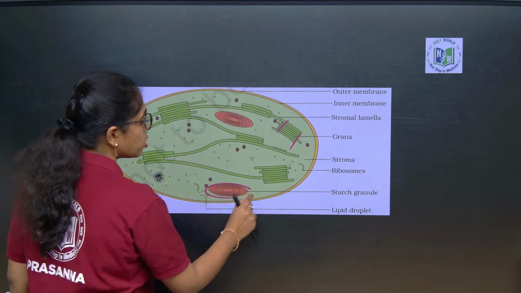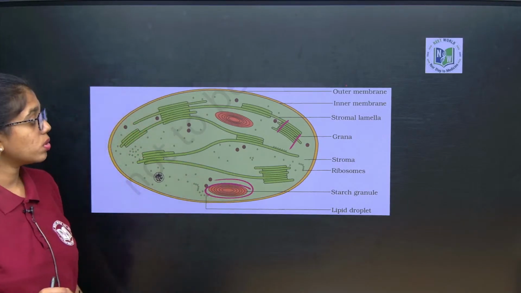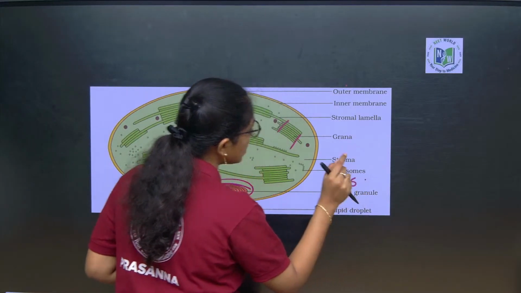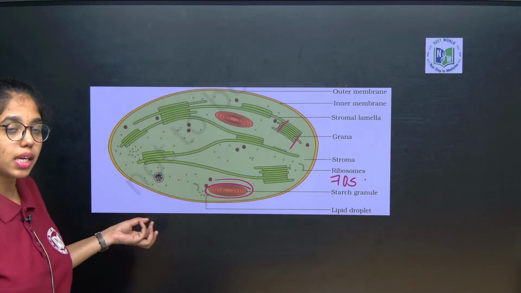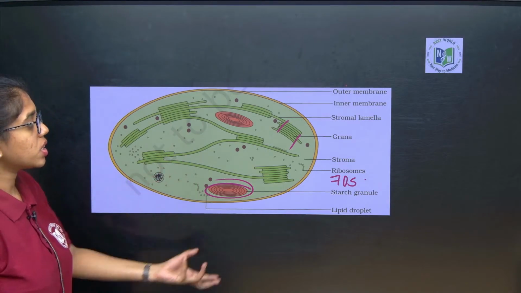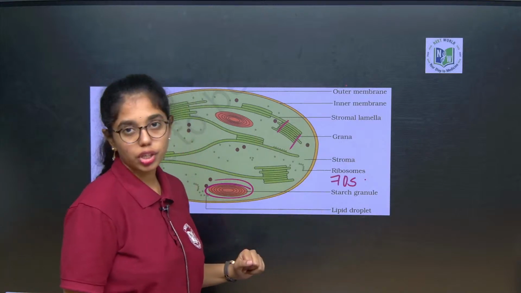Inside that you can also find starch granules, and these ribosomes are 70S ribosomes. We have also discussed the sites where all the reactions are taking place, right? Just fix all these labelings in your mind, fine.